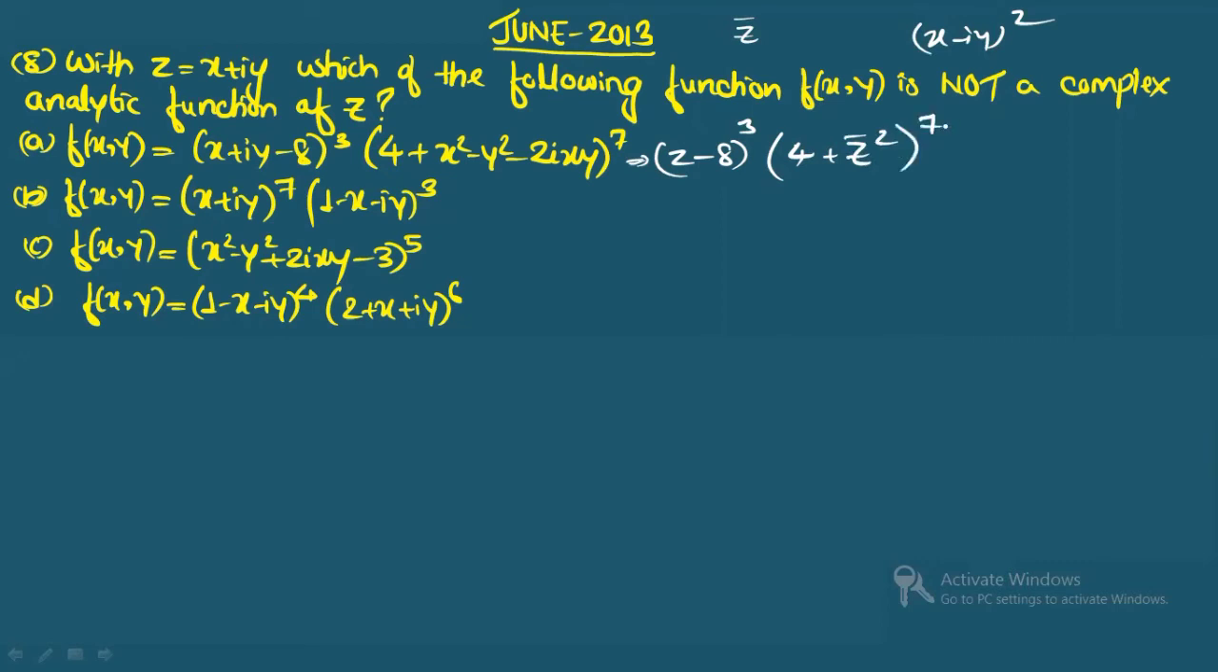Here you will have whole to the power 7. So if you see here, you are having z bar here. So this is not a complex analytic function, right? So the correct option is option A. But let's check option B also, and C and D also.